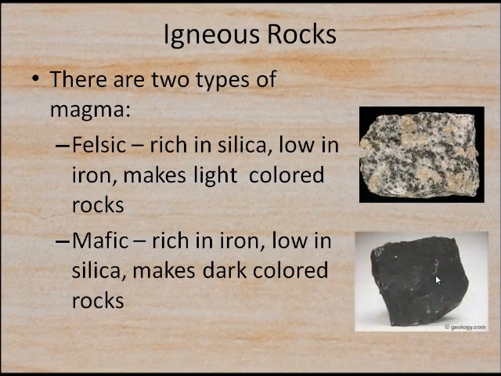This is basalt. We learned in oceanography that basalt makes up the ocean floors. Look how dark this rock is compared to the granite. This rock is made up of minerals that are high in iron and lower in silica than the minerals that make up granite. Now, these two types of magma will make a big difference when we talk about volcanoes. Felsic volcanoes are explosive when they erupt. Volcanoes that have mafic magma erupt relatively gently.